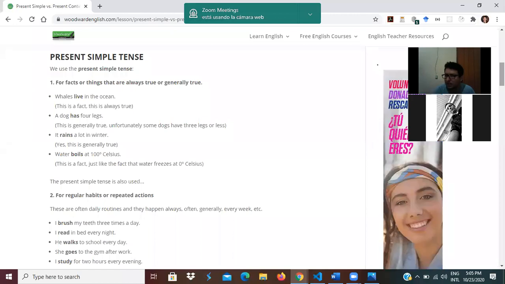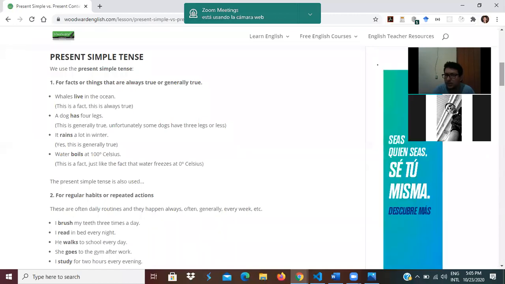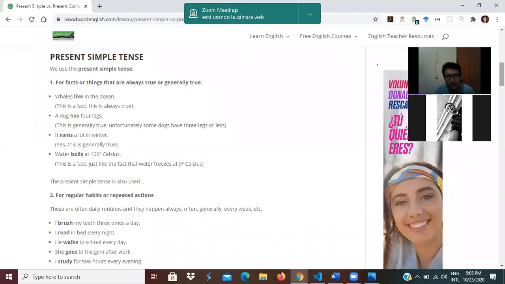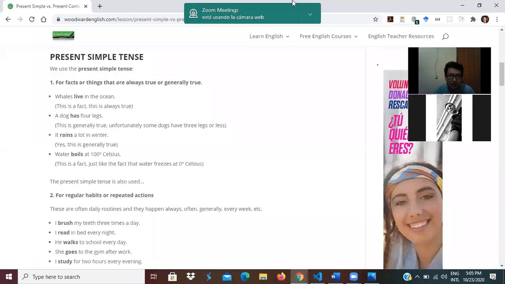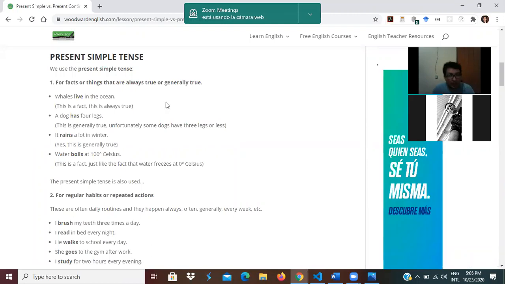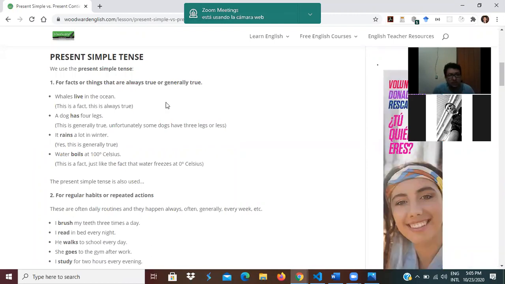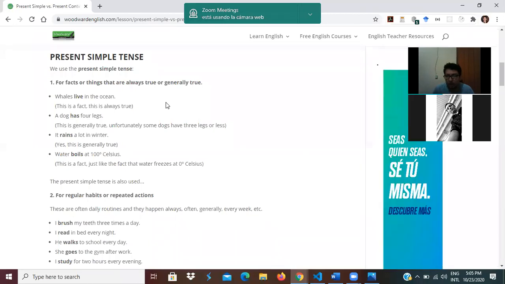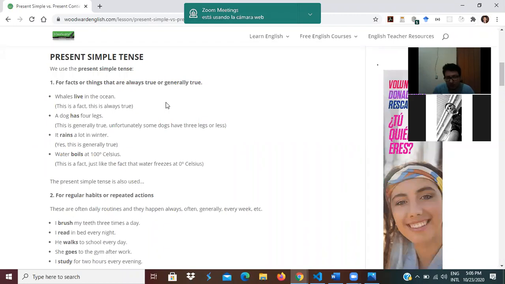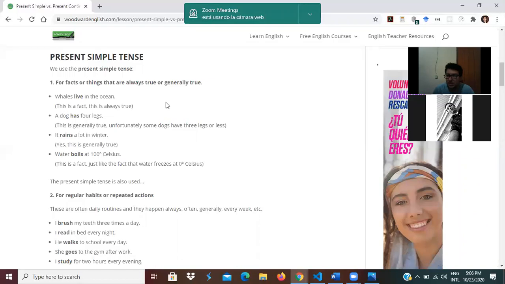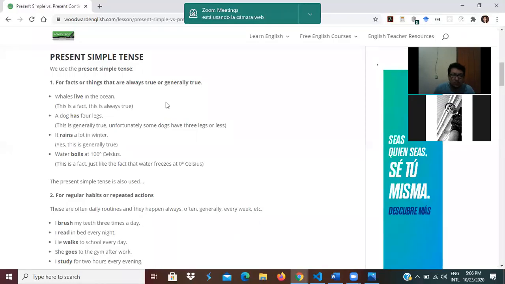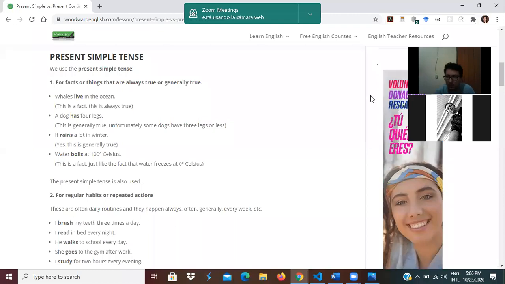What is a whale? Can somebody tell me what a whale is? No one knows. Okay. Whale es una ballena o ballenas, all right? Another fact: a dog has four legs. Another example: it rains a lot in winter. Water boils at 100 Celsius, okay?